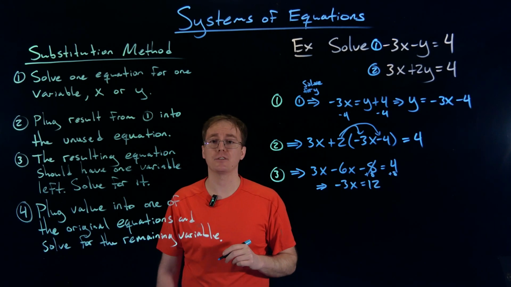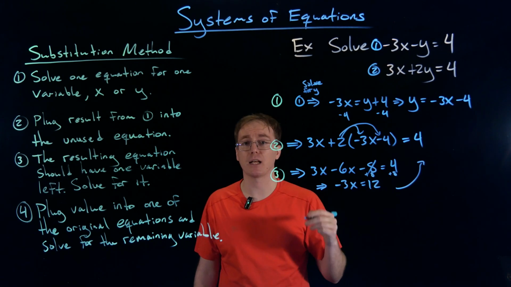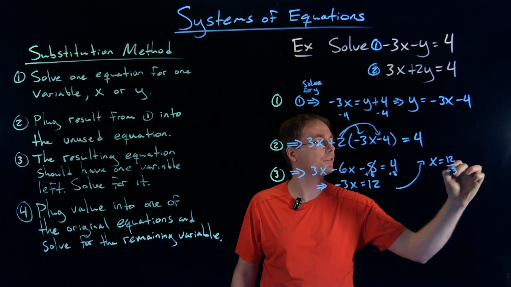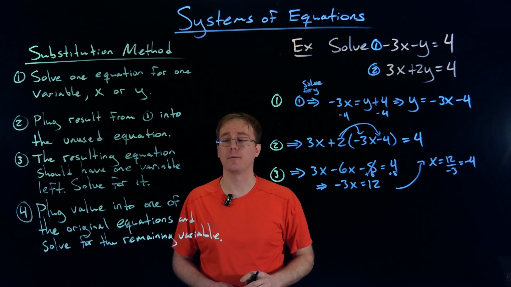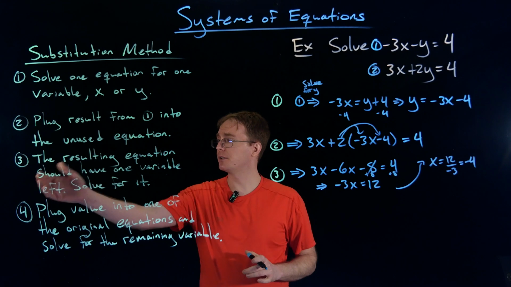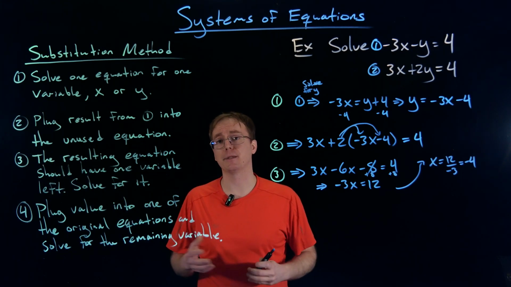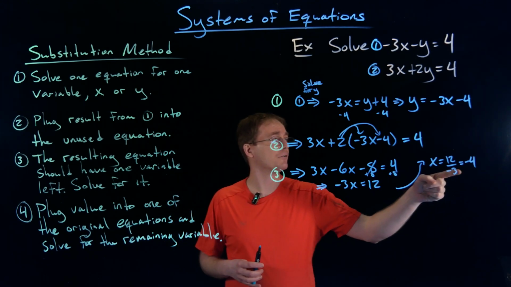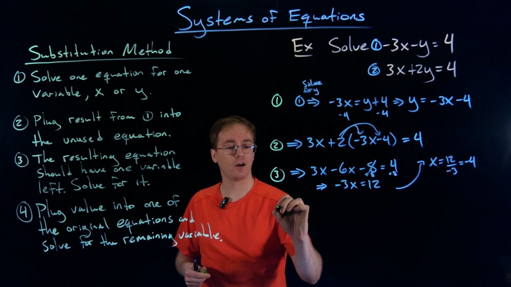So negative 3x equals 12 is a lot easier to work with and solve. We just divide both sides by negative 3, and we see that x is equal to 12 over negative 3, which we want to reduce and simplify down to negative 4. So now we have completed the third step in our substitution method. We solved the resulting equation that we got after making our substitution and eliminating the variable of y. We found that x is equal to negative 4, and so now we're ready to finish this off.